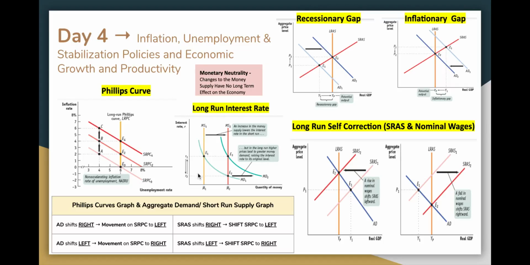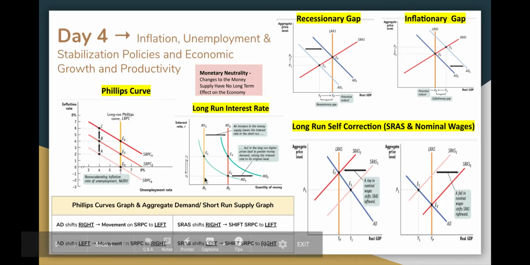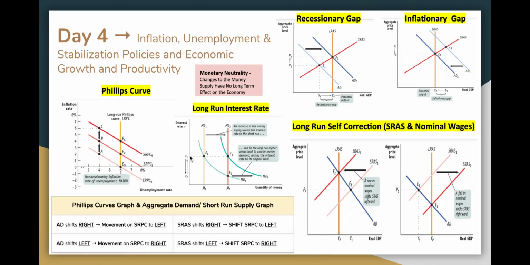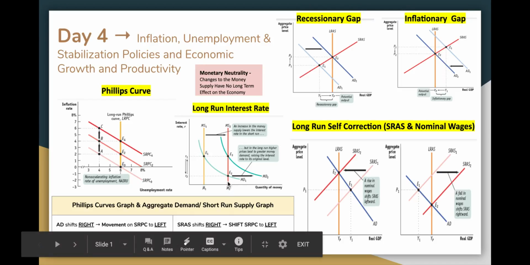So here's the example. Let's say we have our money supply curve here. We have our equilibrium interest rate here. So an increase in the money supply, some form of monetary policy, maybe we're lowering the reserve requirement, maybe we're lowering the discount rate, maybe we're buying bonds, but something happens that we increase the money supply. And here's our new money supply.